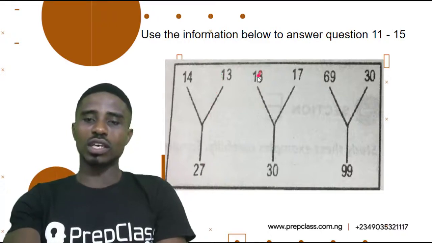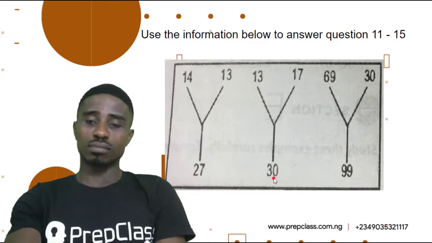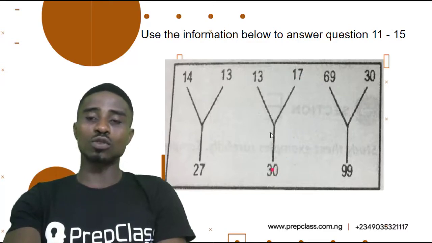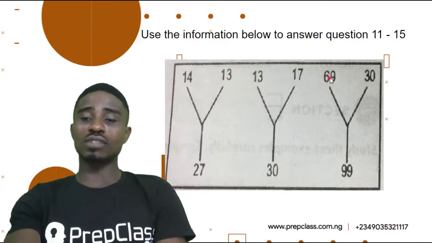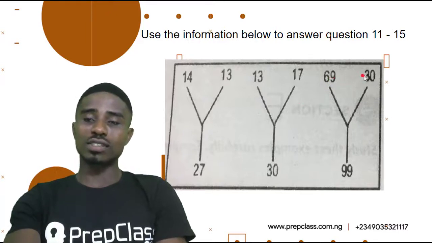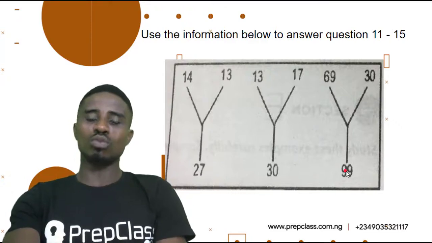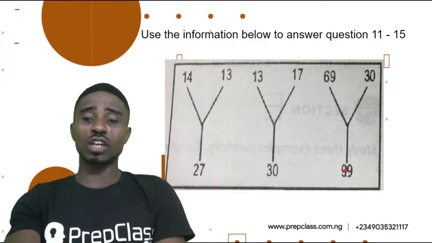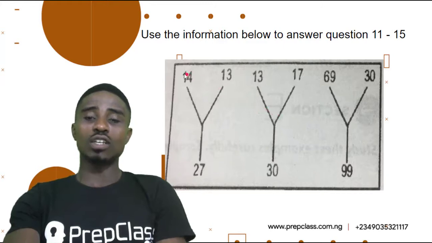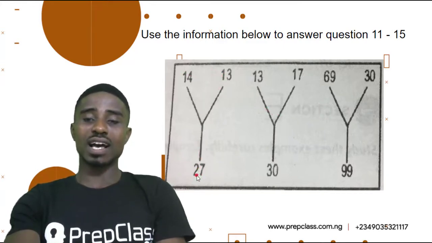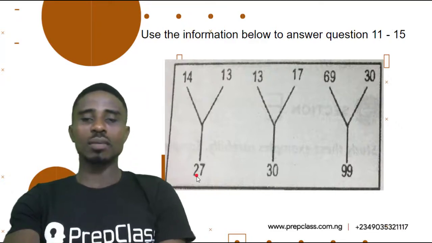So let's try out this one again. 13 plus 17 is equal to 30. Yeah, this is still true, and for this we have 69 plus 30, which is equal to 99. So we are definitely establishing an understanding of adding the numbers above, which will give us the answer below. Let's try them out.